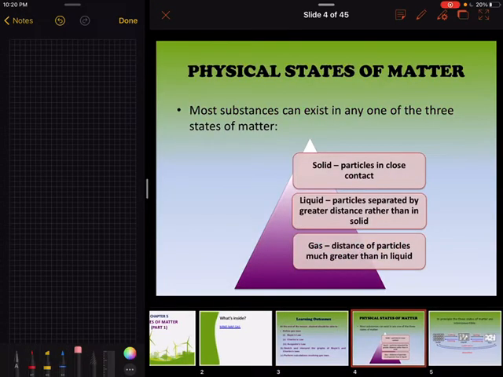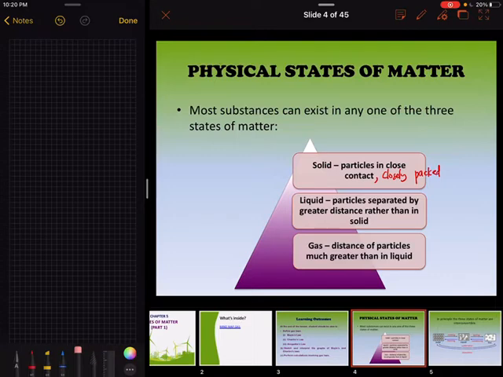Okay, so this is just to show you the difference in the particle arrangement in solid, liquid and gas. I believe you have learned this previously in secondary level, so kita just recall balik sikit saja. For solid, the particles are in close contact, arranged in a closely packed or densely packed arrangement in the specific lattice. Lattice means dalam kedudukan yang fixed, fixed position.